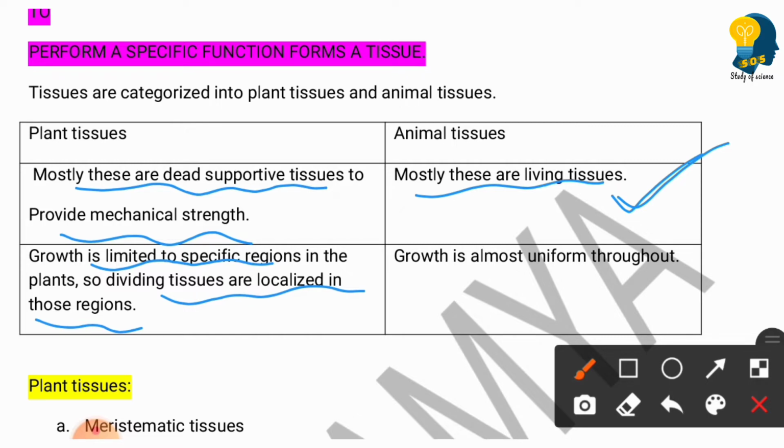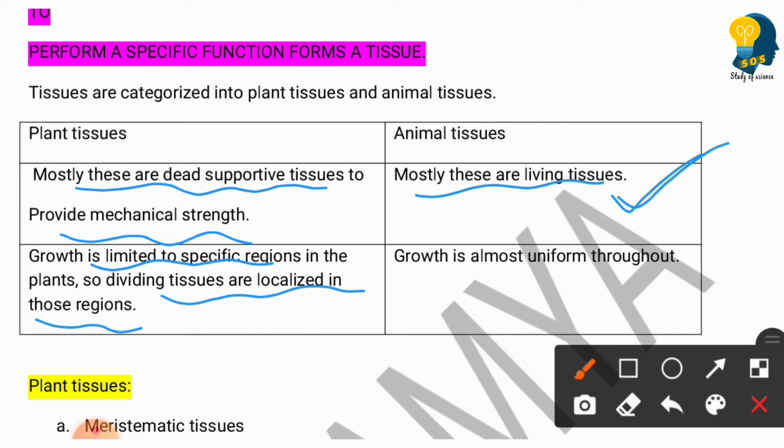So we call those regions the dividing regions of the plant, because the root part and shoot part are continuously growing, right? And a region where the growth is not prominent, that means not continuous, we call those regions non-dividing regions of the plant. Clear? So when I talk about the plant tissues, the growth is limited to specific regions and the dividing tissues are localized in those regions.